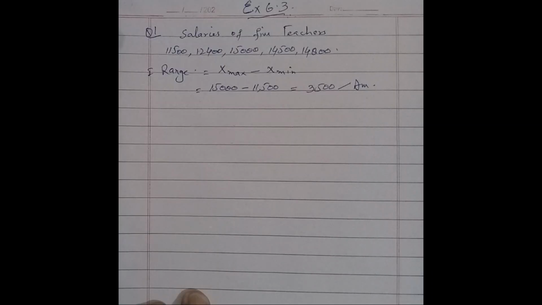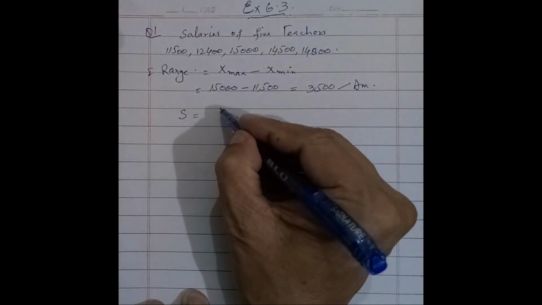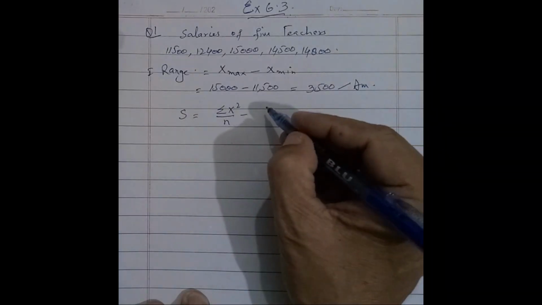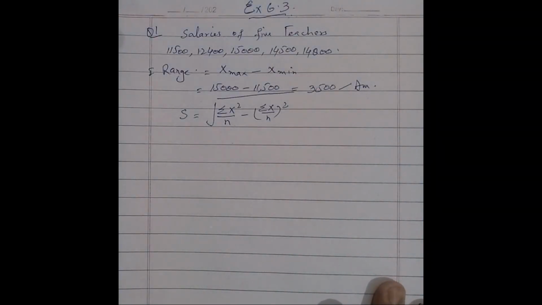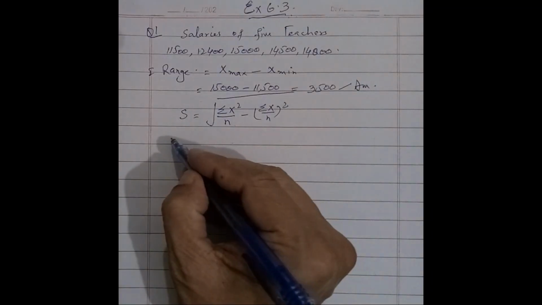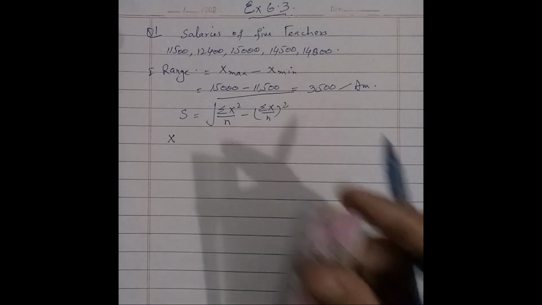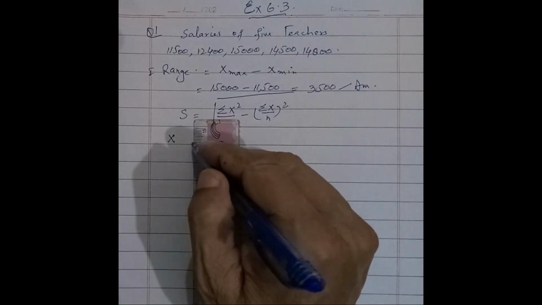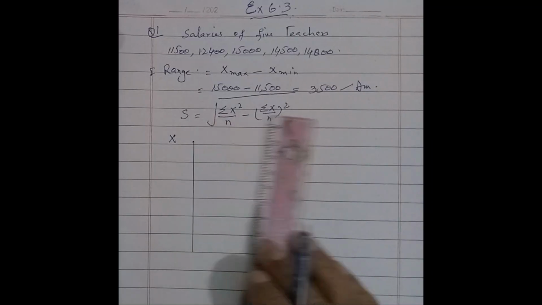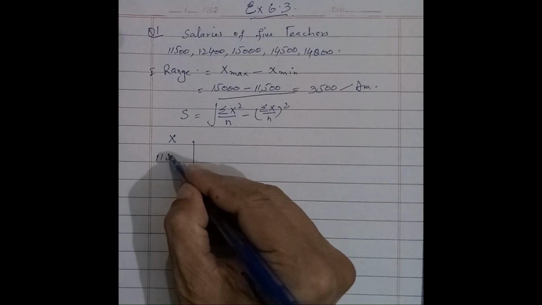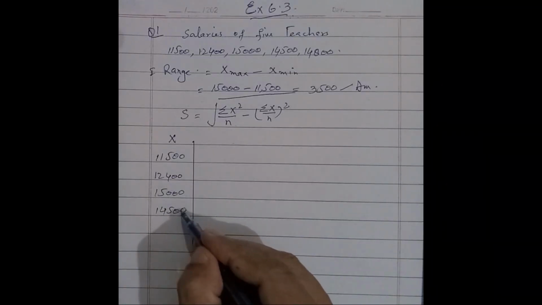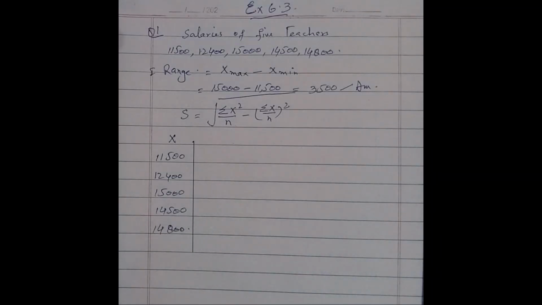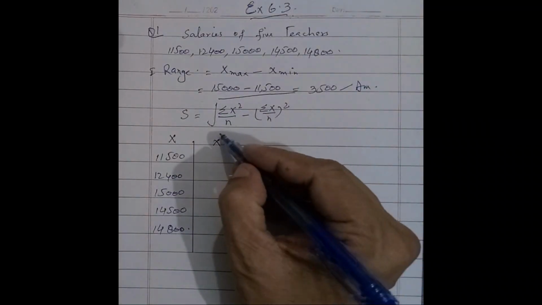And next, we find the standard deviation, whose formula is S is equal to the square root of summation x square over n minus summation x over n whole square. So first, the values of x, which are the salaries of the 5 teachers, we take their summation and their square summation. The values are 11,500, 12,400, 15,000, 14,500, 14,800, and for the second value in this formula we find x square.